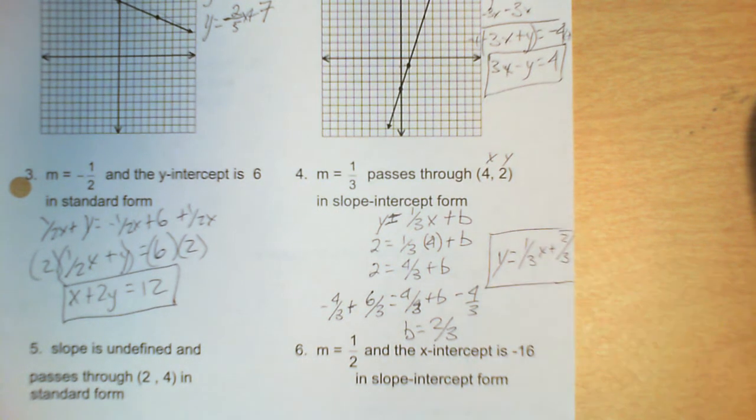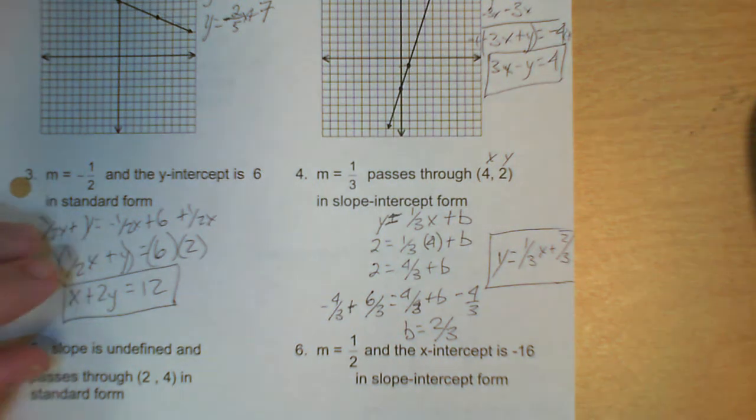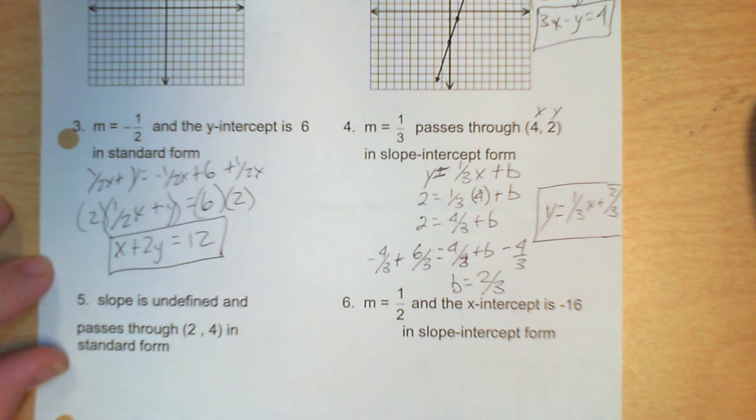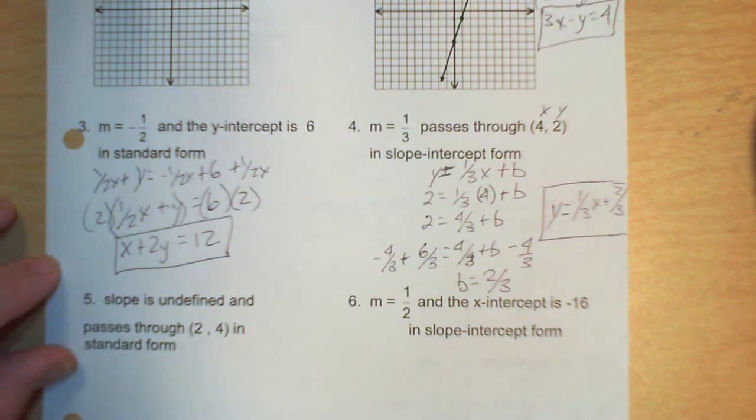So what I do anytime that they give me a point, and they don't give me the y-intercept, they don't tell me what it is, I'm going to end up plugging in points into my equation, and that'll help me solve for what I don't know. All right. Next one, let's talk about an undefined slope.